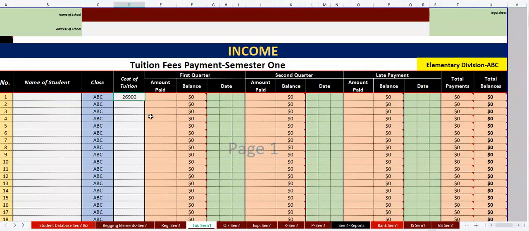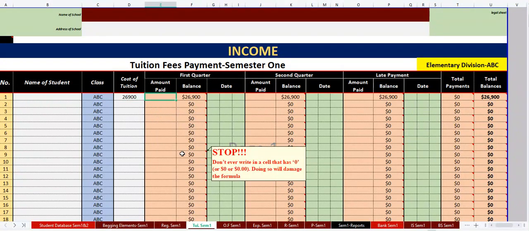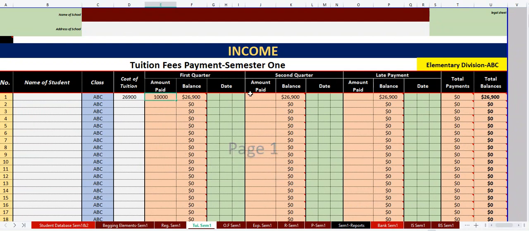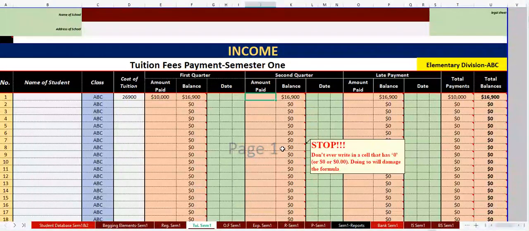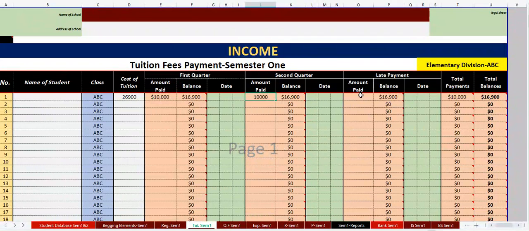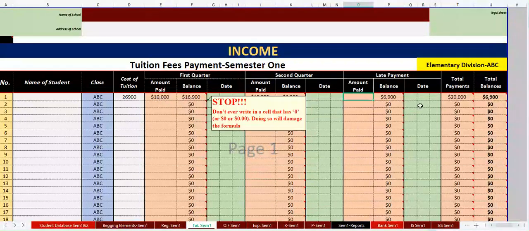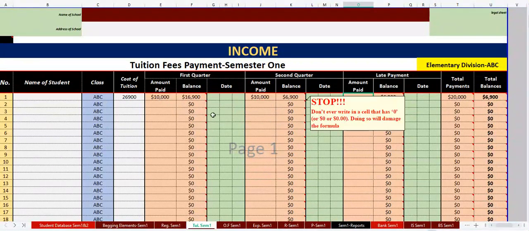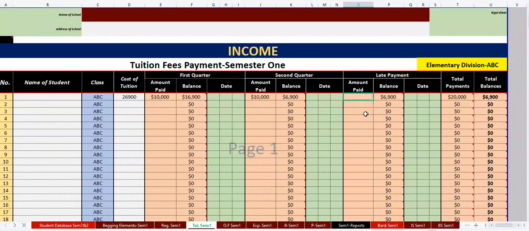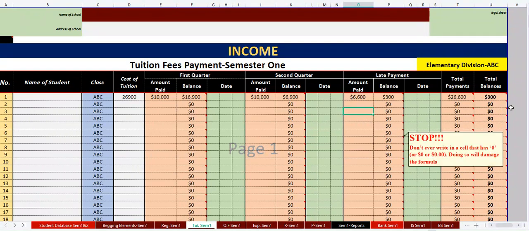26,900. That's registration. So first quarter, how much did she pay? She paid 10,000 first quarter, as required by the school. All right. Second quarter, she paid another 10,000. Then late payment, because you're supposed to pay. This is for first semester alone, so she should have paid all her money. So the late payment now, which is balance of 6,900, she paid 6,600. All right, 6,600. So she's left with another 300.